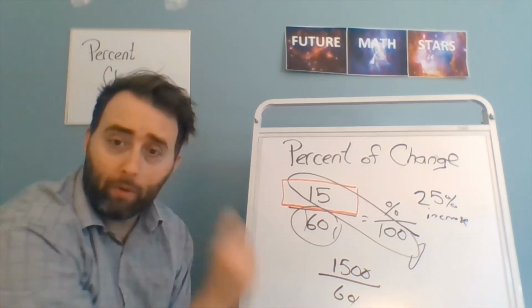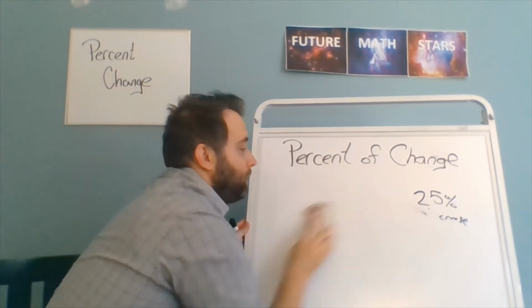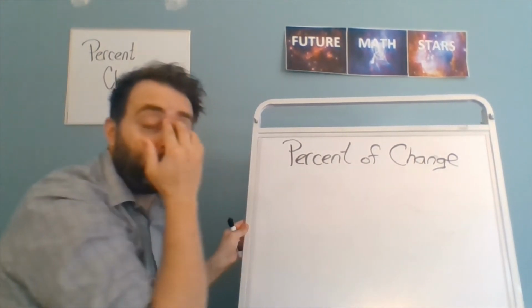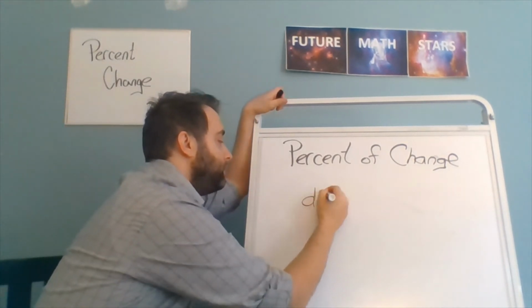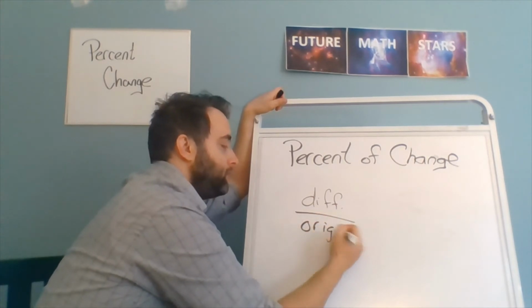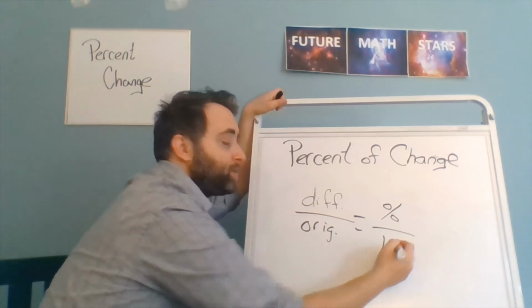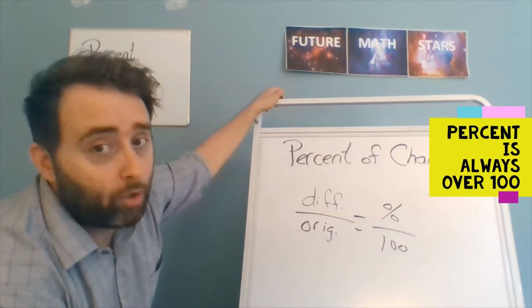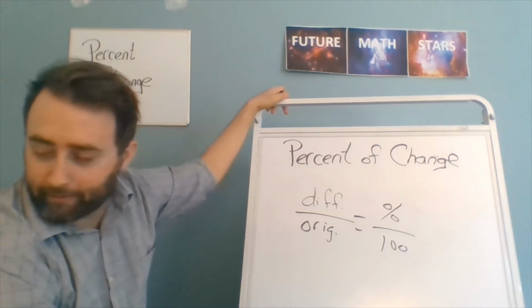Let's do one more. All right, so what was my formula? Left side was difference over the original. Okay, and then the right side is percent over 100, because percent is always over 100. No matter what, even if it is 315%, it's always over 100. All right, go.